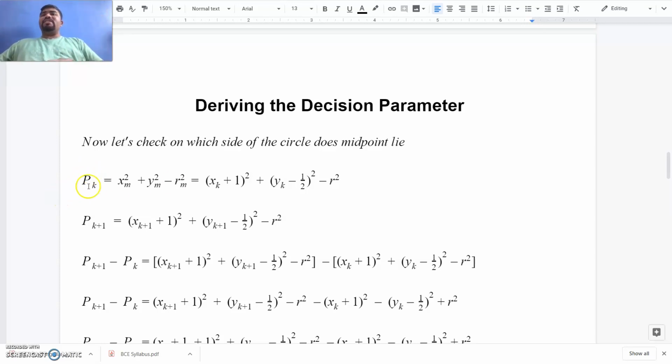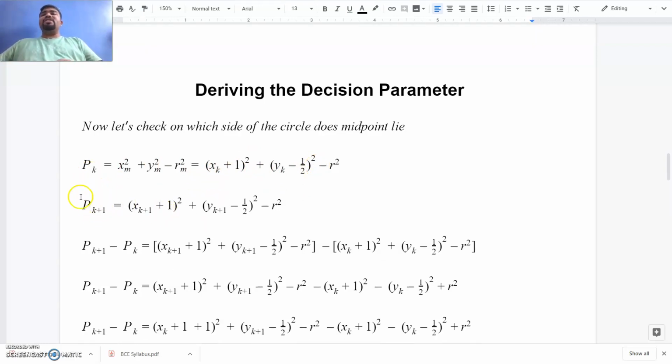So this tells us if the value is equal to 0, it is lying on the circle. If it is greater than 0, then it is outside the circle. If it is less than 0, then it is inside the circle. Depending on that, we choose which y we need to choose next, the above one or the below one. Okay, so that is how we check. Now let's place in the value of xm and ym. So we have done this.